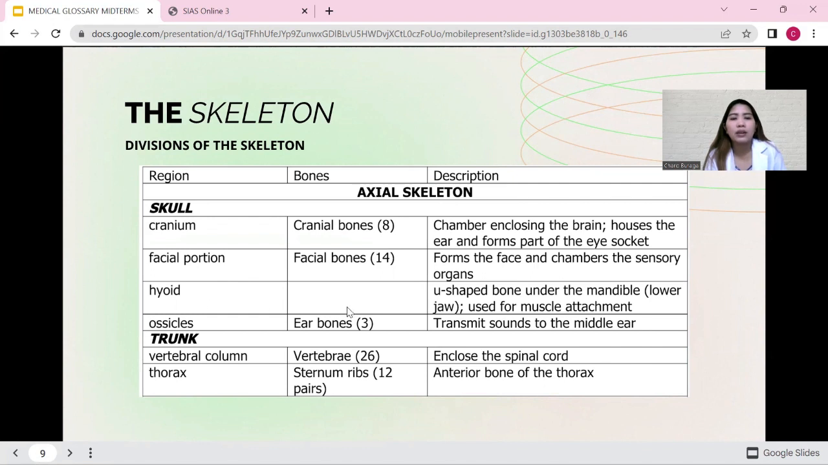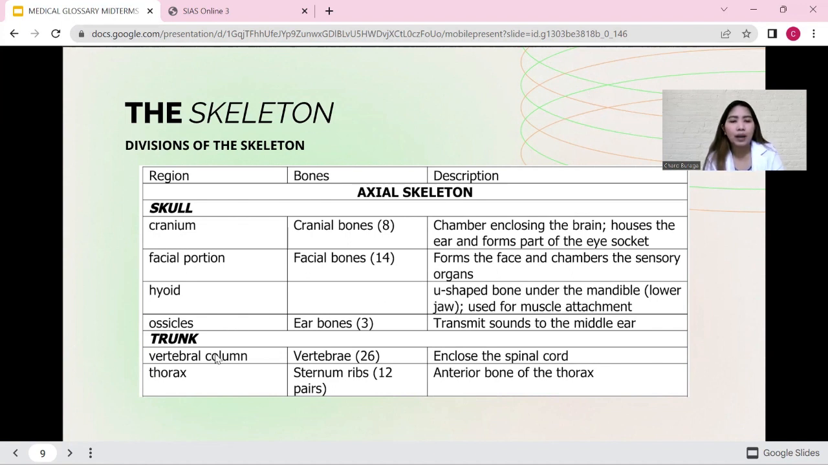The hyoid, it is the U-shaped bone under the mandible. Ito yun, no? Nakikita nyo? Nakikita nyo yan? Okay. So, lower jaw, used for muscle attachment. And the ossicles, there are the 3 bones here in the ears that transmit sounds to the middle ear. So, natatagpuan sa ossicles yung pinaka-smallest bone. Okay? Or what you call the anvil. Okay, trunk.